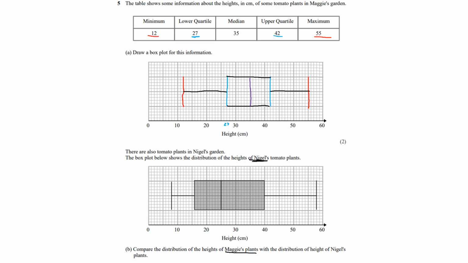As you can tell, we can say that the plants in Maggie's garden are taller because the median is higher.